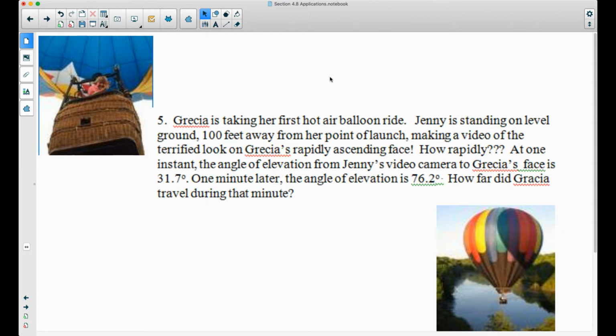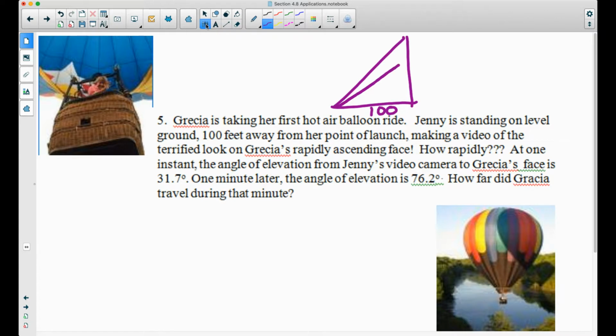All right, so the hardest part again is setting this up. We're dealing with two different points of view. Gracia is picking a hot air balloon ride, and Jenny is standing on level ground 100 feet away from her viewpoint of the launch. The air balloon's going up, she can be 100 feet away, and at one point she's looking at the angle of elevation and it is 31.7.